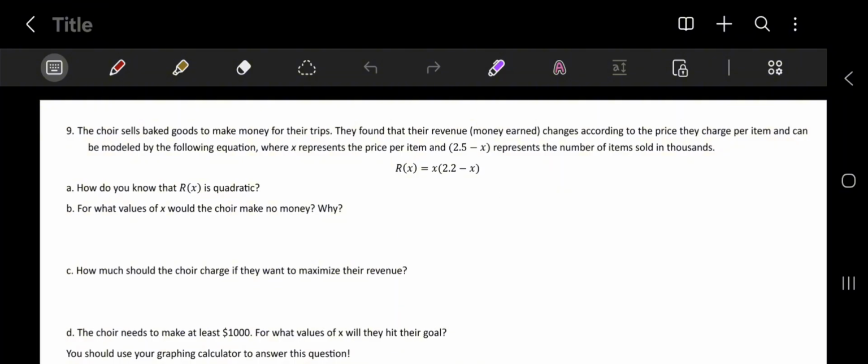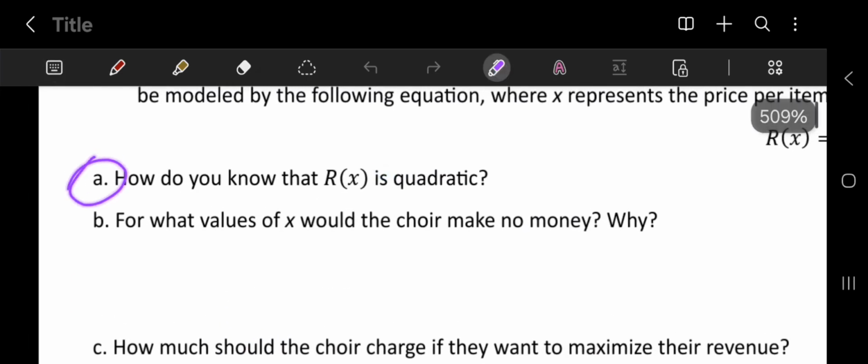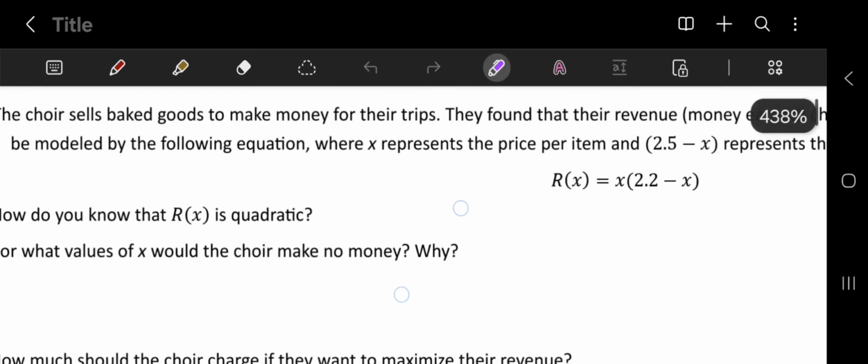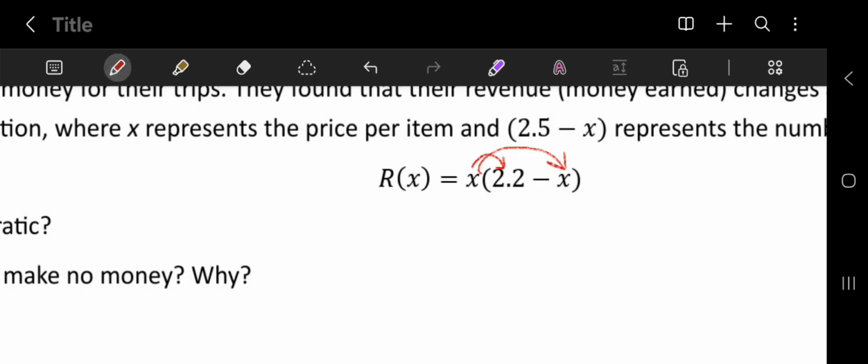Okay, so our first question right here is A, and it asks, how do you know that r of x is quadratic? Now, how do we know that this little guy is quadratic? The way we know this is because we can distribute, and that gets us to an x squared. We don't even have to fully distribute. Well, actually, we are going to fully distribute. Let's do that. So x times 20.5 is 20.5x, and then x times x is just minus x squared.